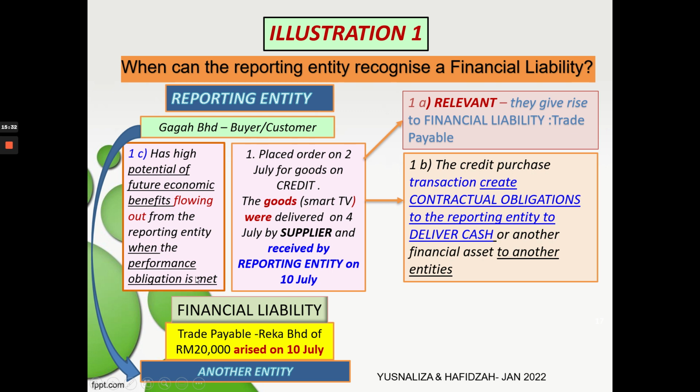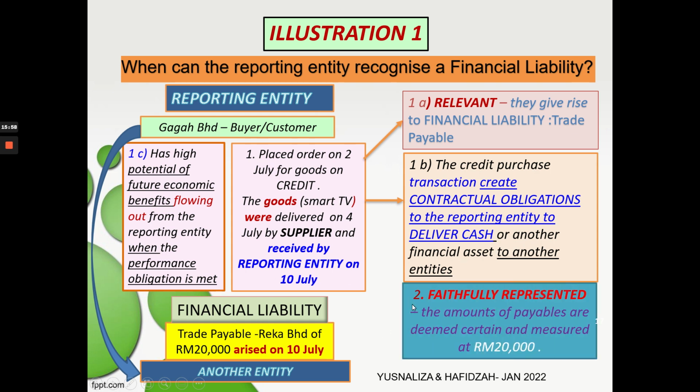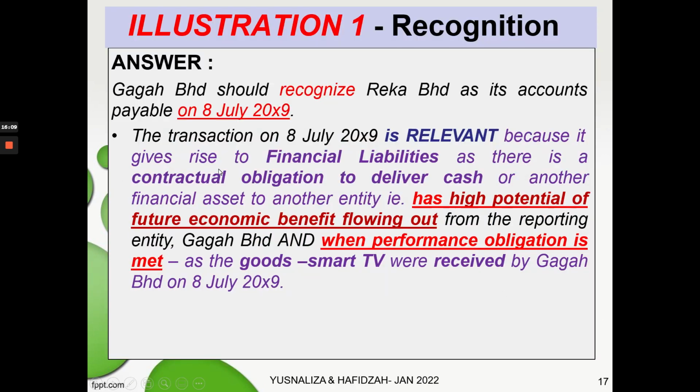So the performance obligation is met by Derecognition Bhd when the goods were safely delivered by Derecognition Bhd to our company according to the terms and payment. So the performance obligation is met. So we have the obligation to deliver cash or another financial asset to that entity, in our case here Derecognition Bhd. So it can also be faithfully represented. The amount payable is deemed certain. So how much is the amount? It is measured at 20,000. So these are the full answer to that.